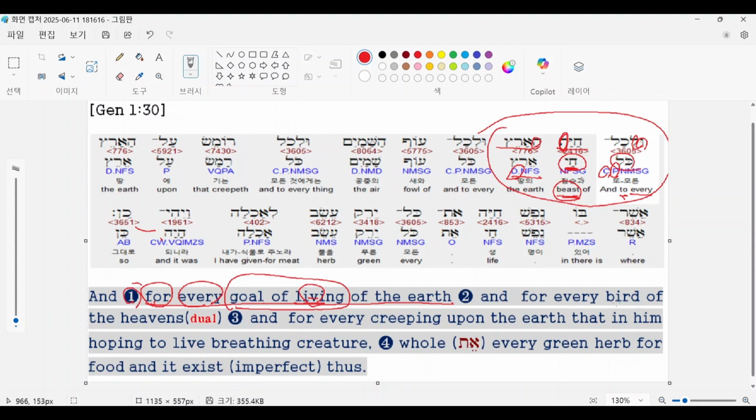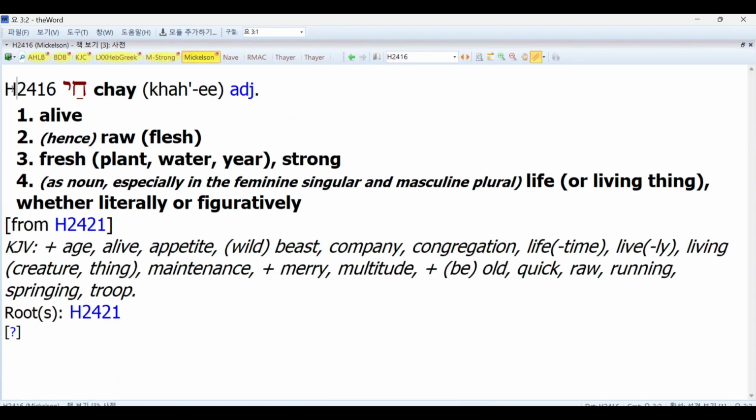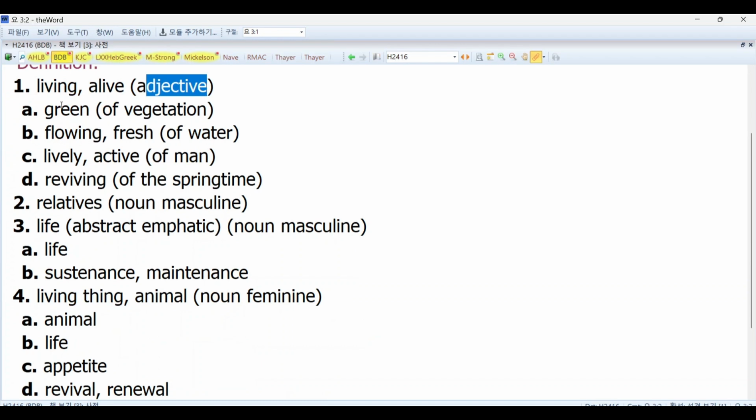This is strong number 2416. Let's go to the dictionary. When we go to 2416, the pronunciation is chai, alive. In the BDB dictionary, it is living, alive, in adjective form. Living and alive. That's why I put living, goal of living of the earth.